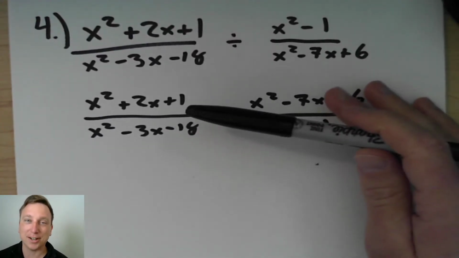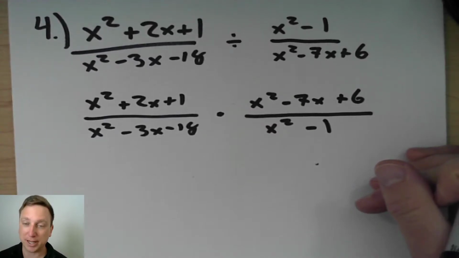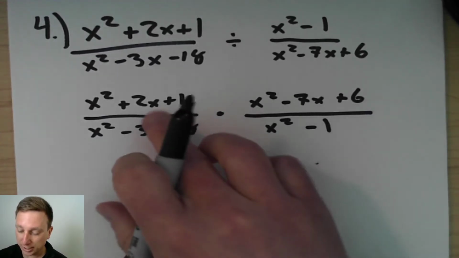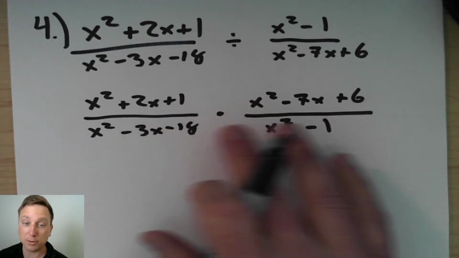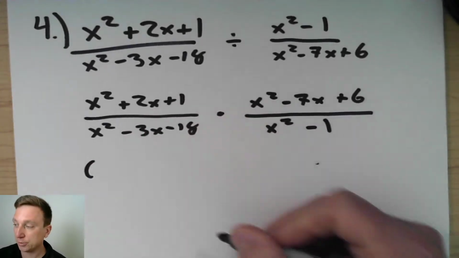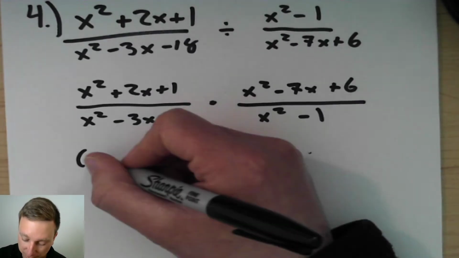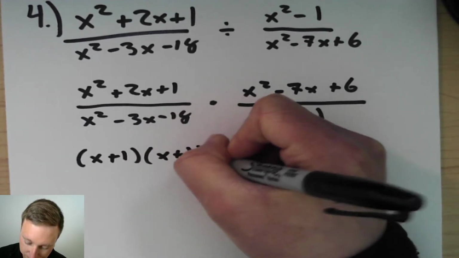So now we're going to factor every single quadratic we have and look for common factors before we actually multiply this out. So looking at the numerators first, because if we look at the numerators first, we'll know already what to look for in the denominators. X squared plus 2x plus 1, perfect square, factors into identical factors. So x plus 1, x plus 1.